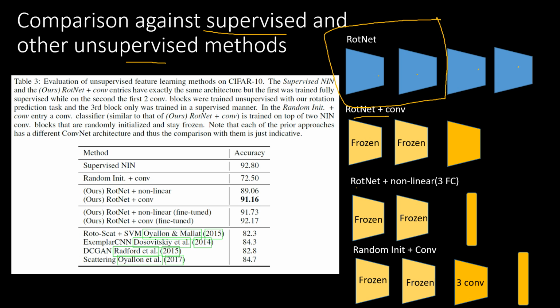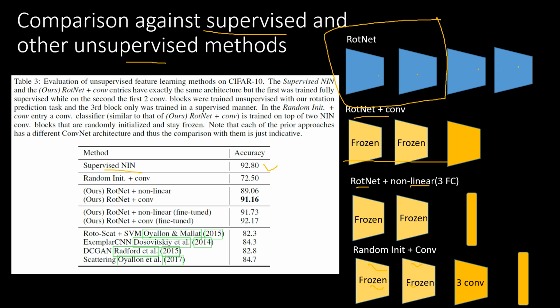And similarly, they have this RotNet plus non-linear, where instead of conv they use three fully connected layers. And then there was a random initialization layer, where it's similar to the RotNet plus conv, but instead of freezing the RotNet pre-trained weights, they have frozen some random weights. And this is the supervised network-in-network architecture, which is similar to this, but just that it's trained in a supervised way. And that's why its performance is highest.